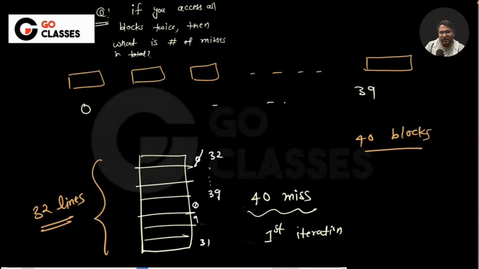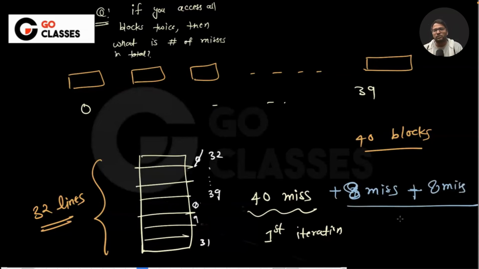So in the second iteration, it will say, okay, from 0 to 7, I haven't found them. So that's 8 misses. Everything else I have found, but the last 32 to 39 are still not there because I just replaced them. So again, 8 misses, right? That's how you can solve this question. This is in the second iteration.